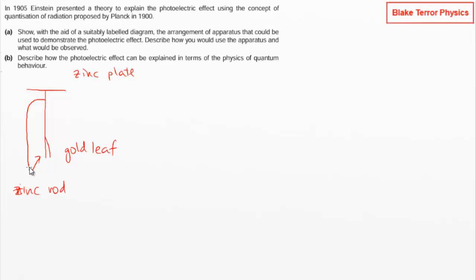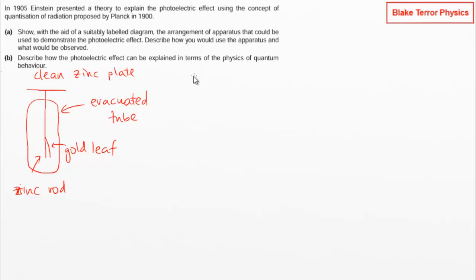Then we put all of this into an evacuated tube. So we've got all of that. Well, actually, let's put a clean zinc plate as well, because that's going to come up in the explanation. So what are we going to do with all of this? Obviously say as well that this is the gold leaf electroscope.